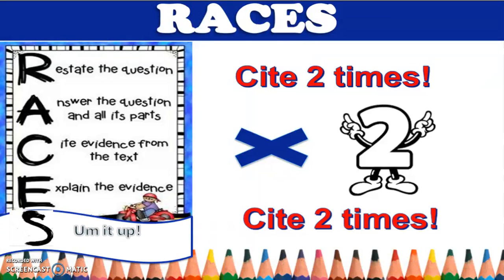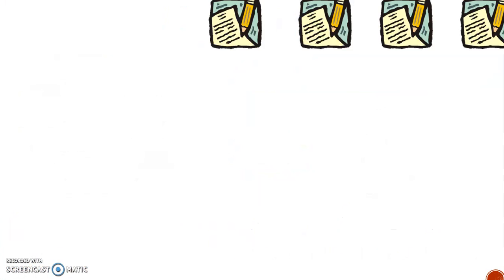So today we're going to go step by step and really understand how RACES is used and look at an example that I've created for you. After you look at this example, you're then going to write your own using RACES and what you see in this tutorial today. So let's get started.